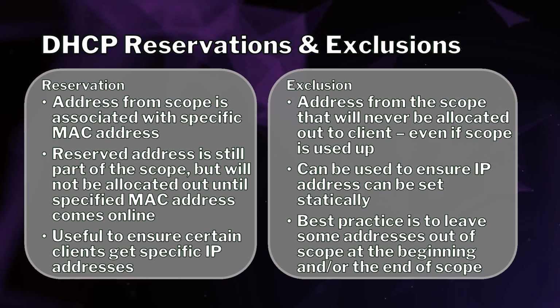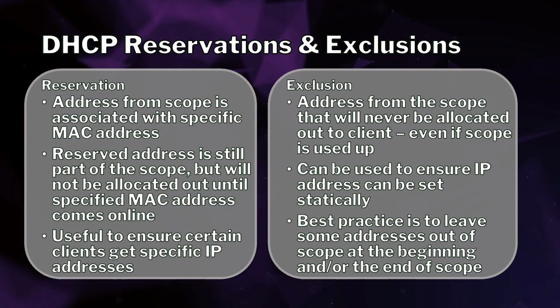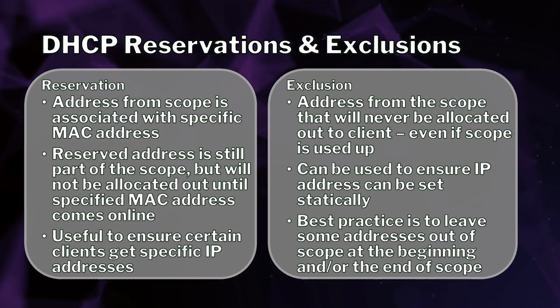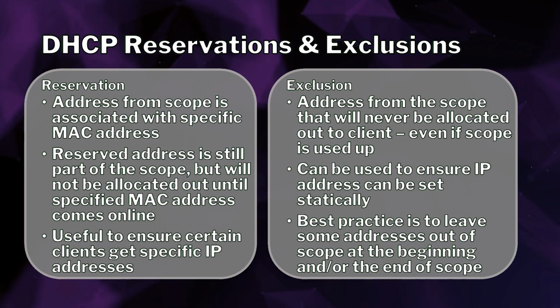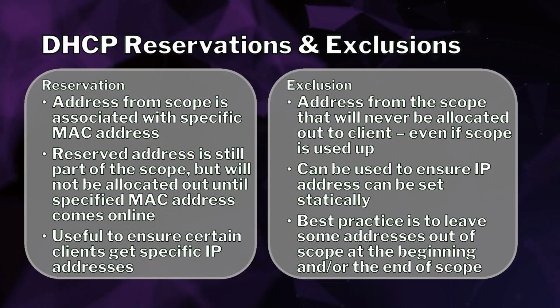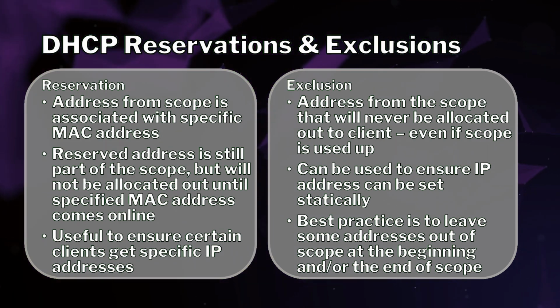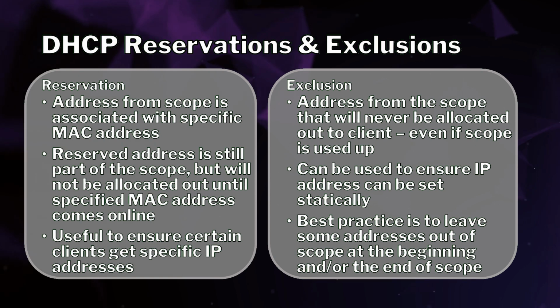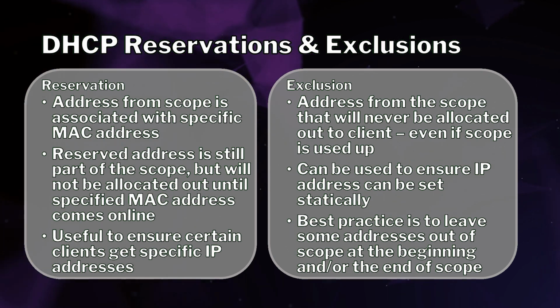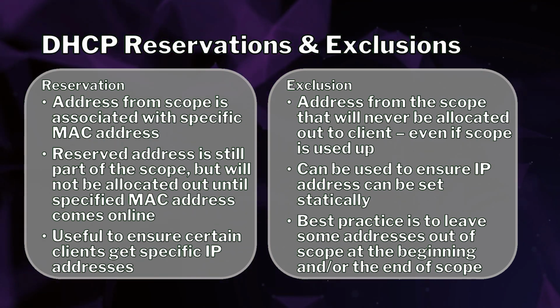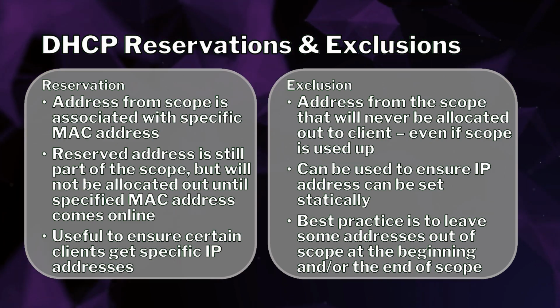Best practice usually is to leave some addresses out, either at the beginning or the end of the scope, so that you can assign those statically, whether that be for the gateway, which you should make sure is left out all the time, a server on the LAN segment, a network connected printer, or anything like that. It's always good practice to leave between 5 and 10 addresses available for static allocation.